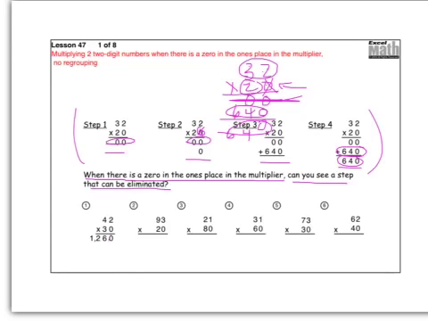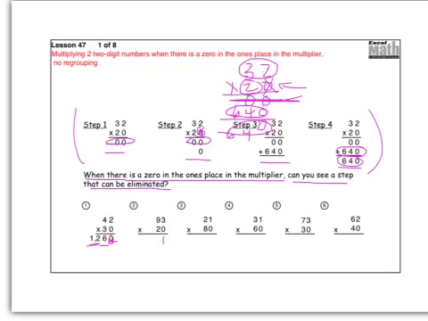Here we have a 0 because if I'm multiplying by 3 tens, I need to have the number end in a 0. And 2 times 3 is 6, and 4 times 3 is 12. Real easy. Let's do number 2 together.